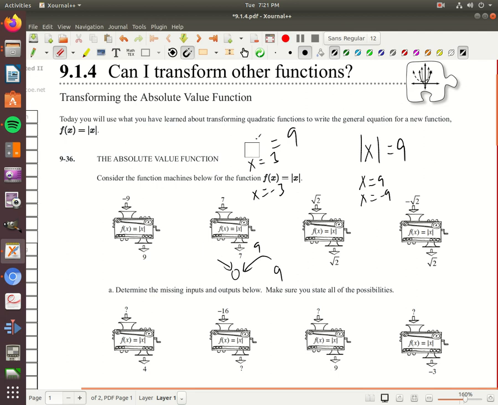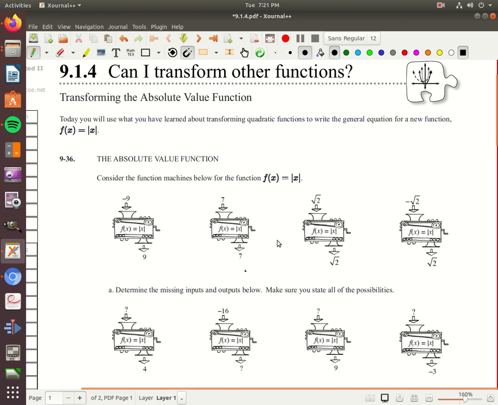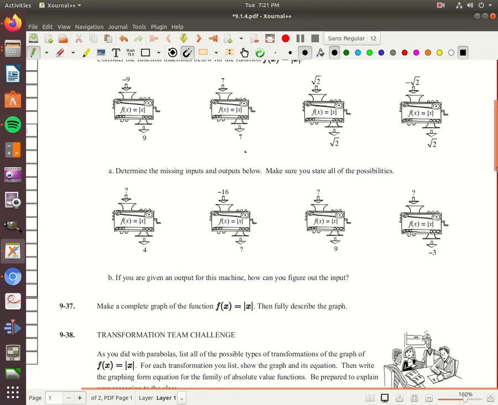So the first thing it said is consider the function machines below, f of x equals the absolute value of x. If we plug in negative 9, the absolute value of negative 9 is 9. If we plug in 7, the absolute value of 7 is 7. If we plug in the square root of 2, the absolute value is the square root of 2. If we plug in negative square root of 2, the absolute value is the square root of 2.